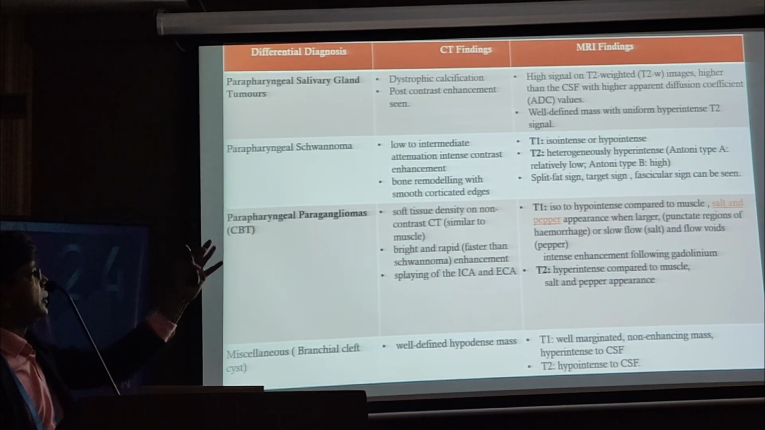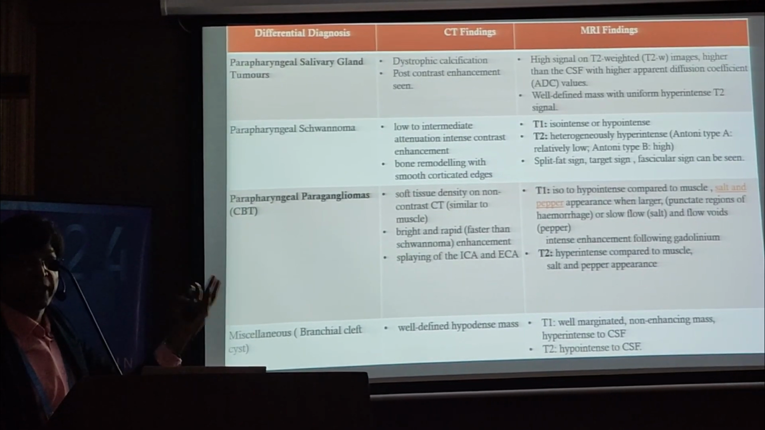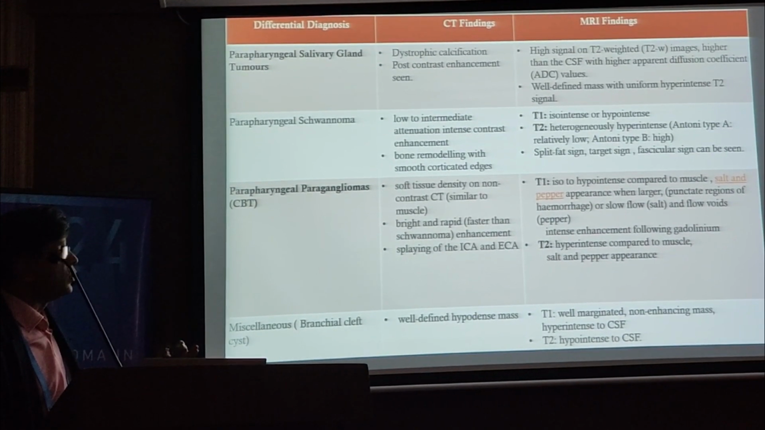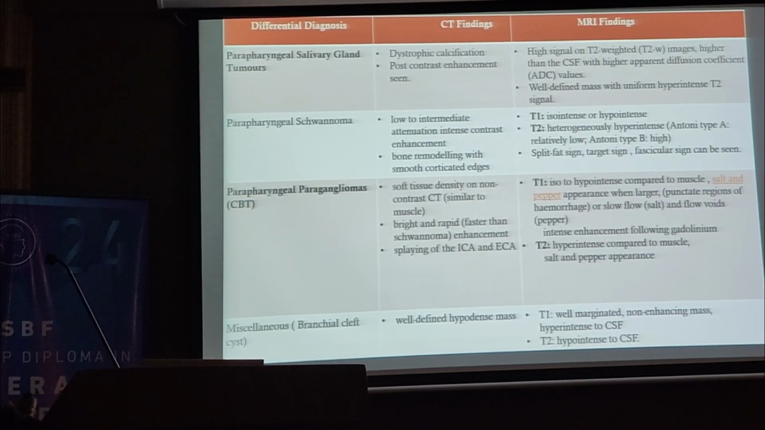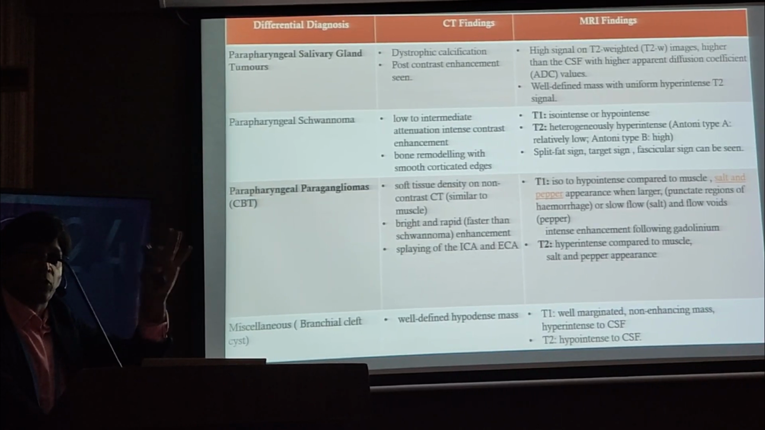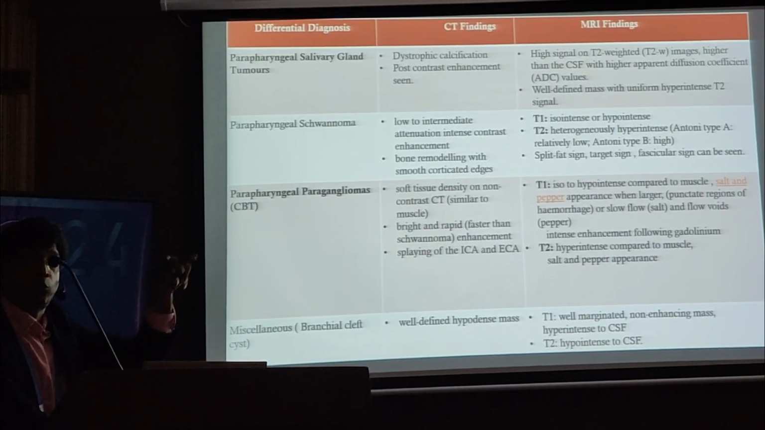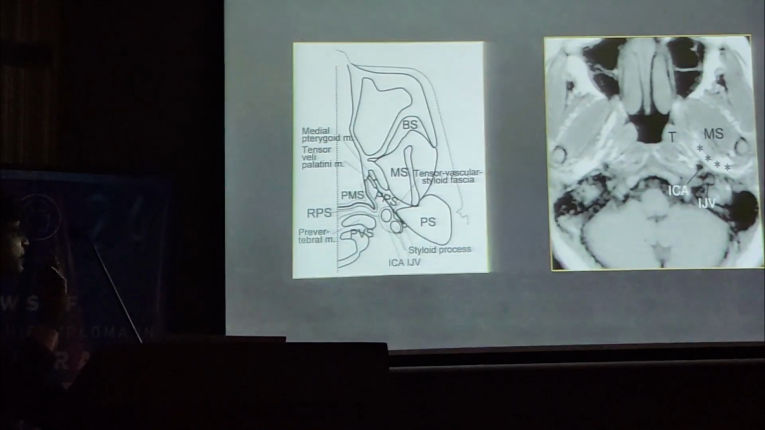It depends on the presence of Antoni type A or type B. If Antoni type A is more there in the tumor, the signal is relatively low, otherwise relatively high signal intensity is there. In CBTs, you can make out the typical salt and pepper appearance due to the vascular voids in the substance, and also branchial cysts and all those things.